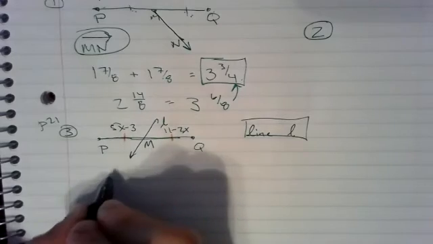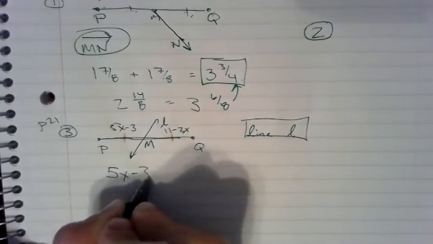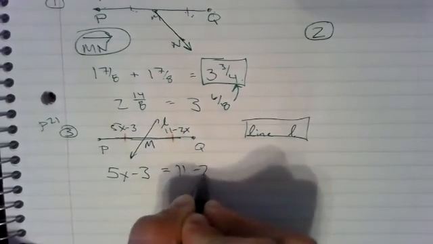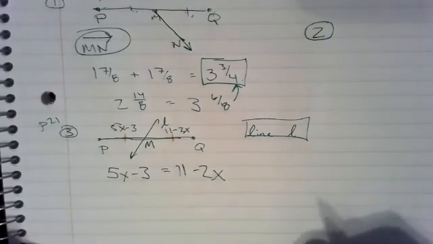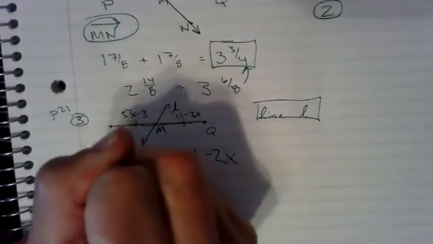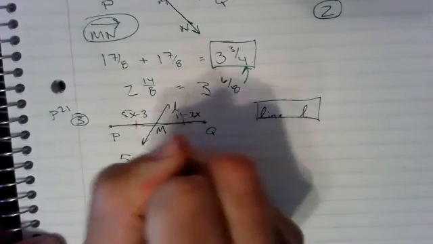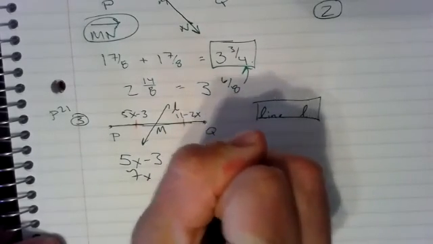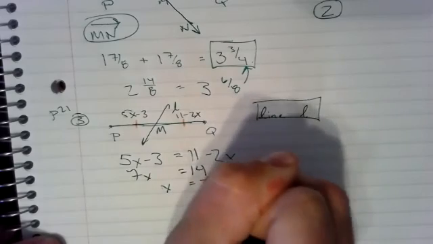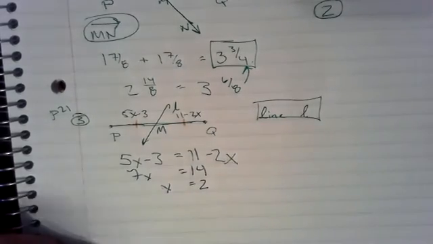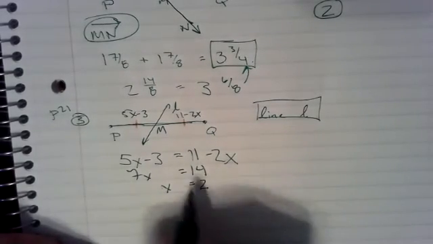Well, I know that PM is equal to MQ. So I can set up this equation. Then I can add 2x to both sides. I can add 3 to both sides. I can divide by 7. So I know x is 2, and this is where a lot of kids stop, but you are not correct if you stop there.